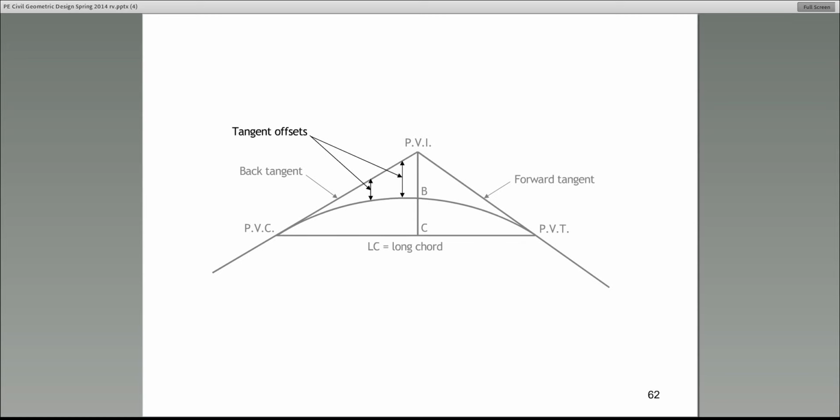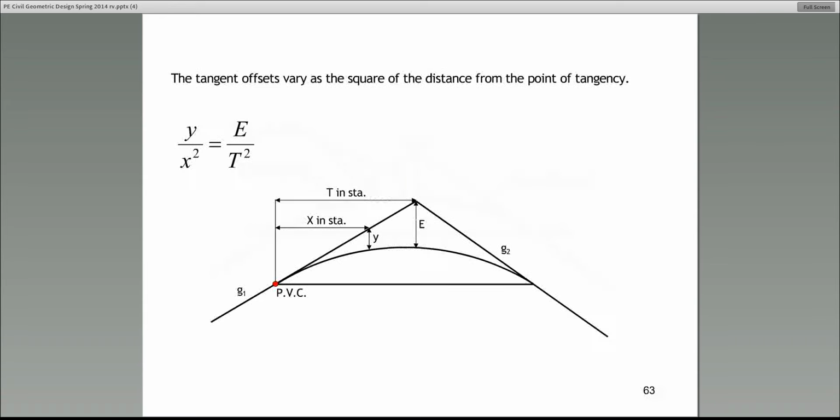Slide 62 shows you exactly what I was just talking about. It's called tangent offsets. Next, I'm going to teach you how to find that tangent offset for any given station. This is something that shows up on the test quite often. The equation that I will use to help you identify this is this equation right here.